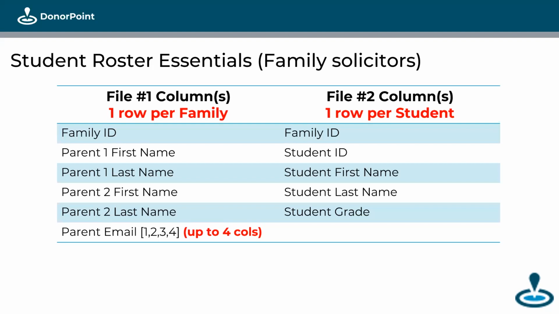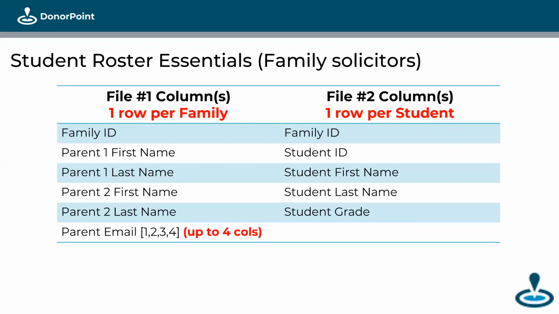The second file or tab that you're going to provide includes that family ID, a student ID, student first name, student last name, and student grade. In this file or on this tab, you'll provide 1 row per student. We'll do some Excel ninja tricks to string all of the students together so that all of the students are associated with the family and show up when people go to buy their raffle ticket and look for a family based on the names.